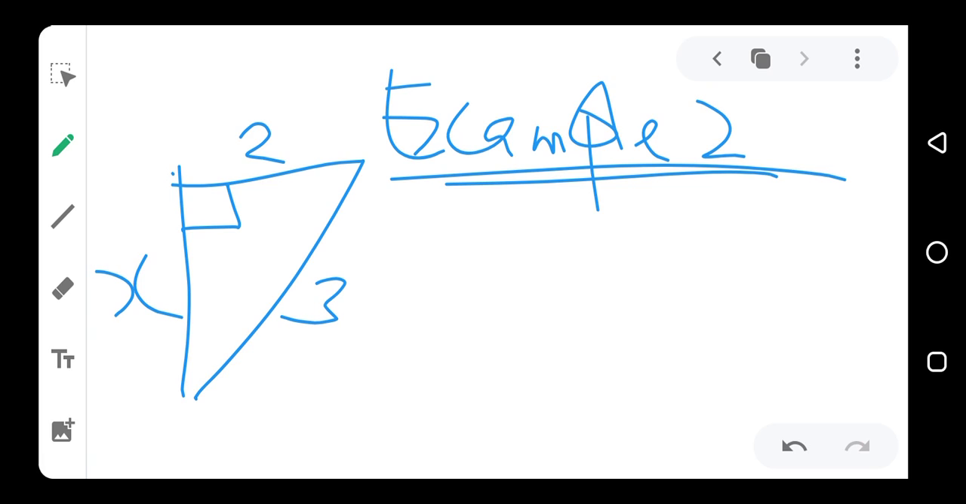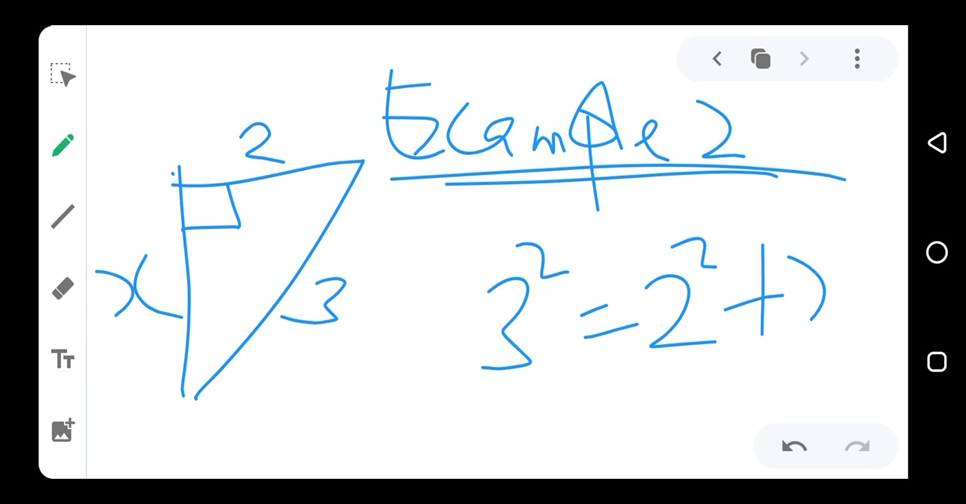this triangle and we are asked to find the value of x, how do we get it? Now we have seen the sign of perpendicularity, which means that this angle is a right angle. So we use the Pythagoras theorem, and that means that 3 is the hypotenuse since it is facing the sign of perpendicularity, or the angle 90 degrees. So we have that 3 squared is equal to 2 squared plus x squared.